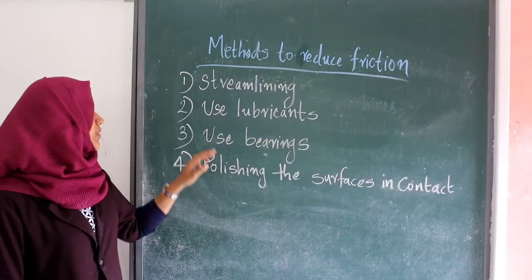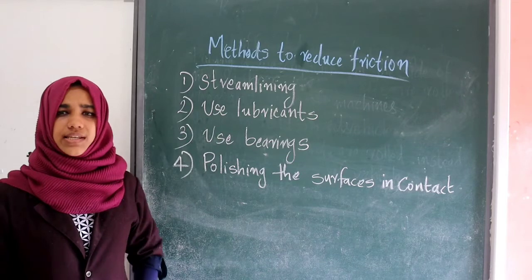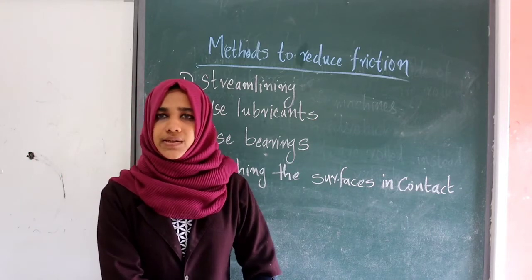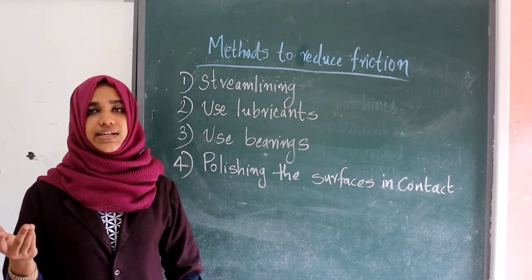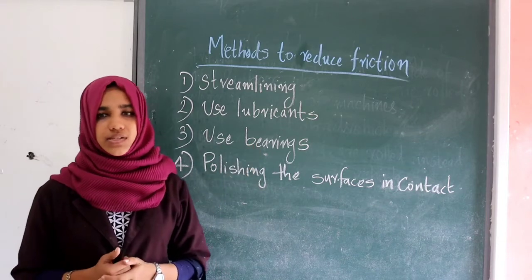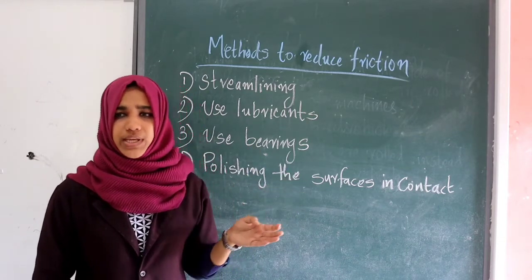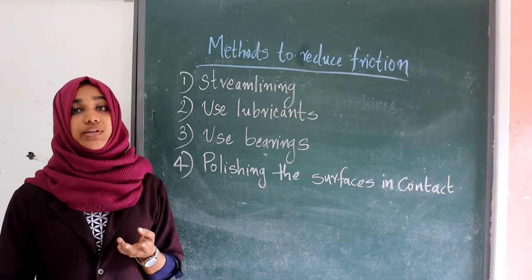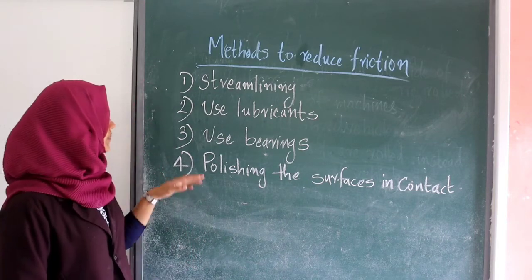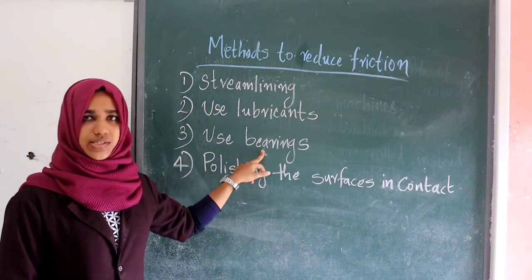Is it clear? Then next one, lubricants. Can you give examples for lubricants? Coconut oil, grease, etc. They are called lubricants. Lubricants are the materials used to reduce friction. Third one, use bearings.